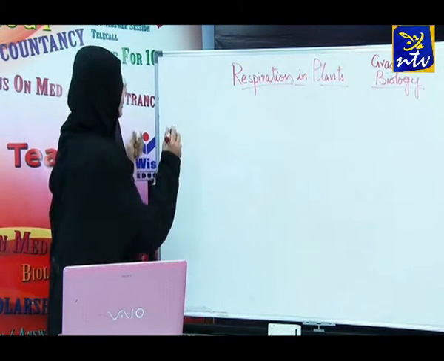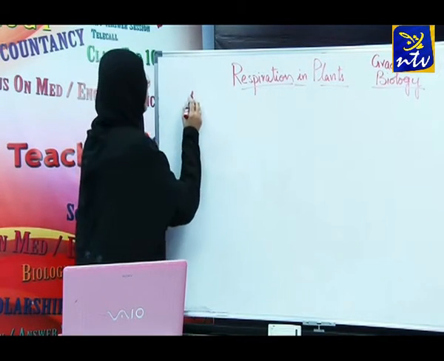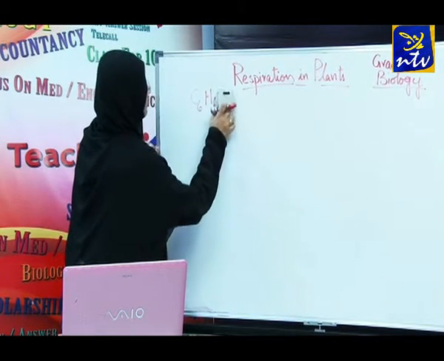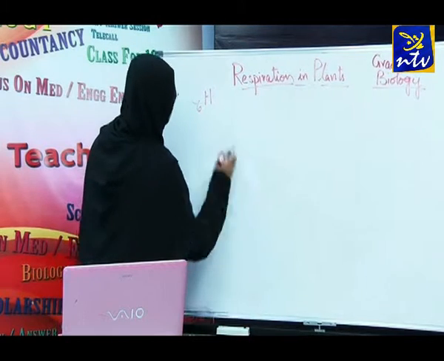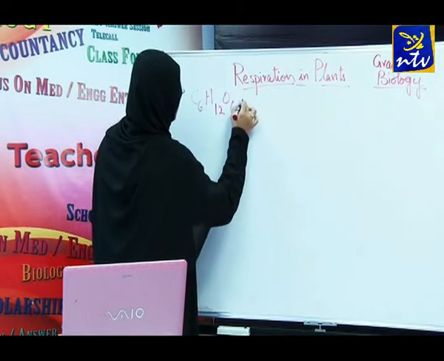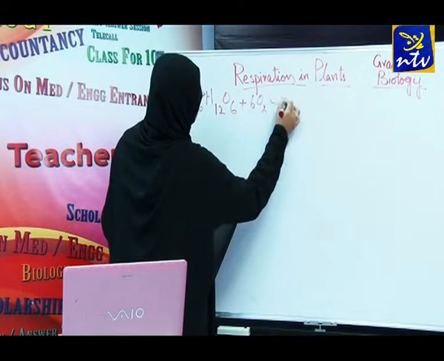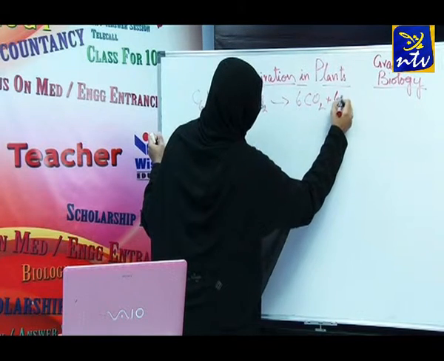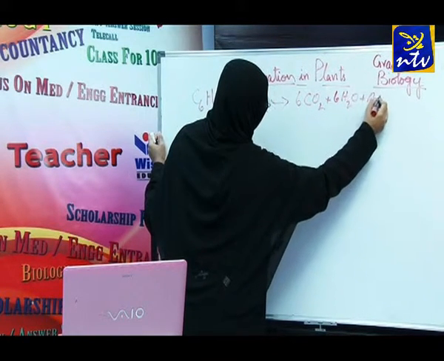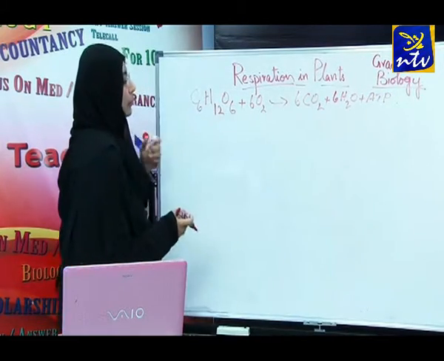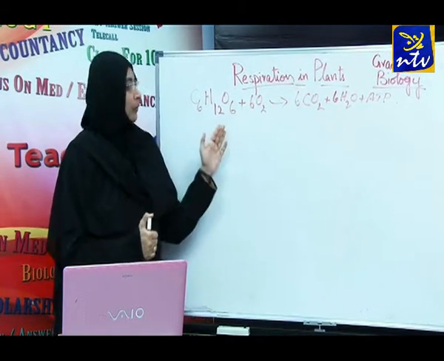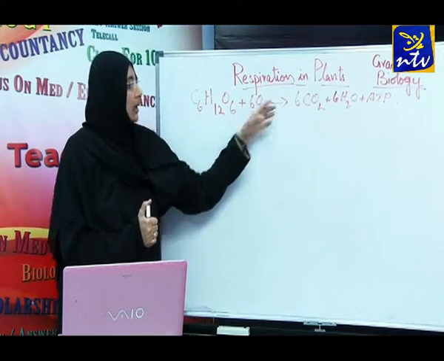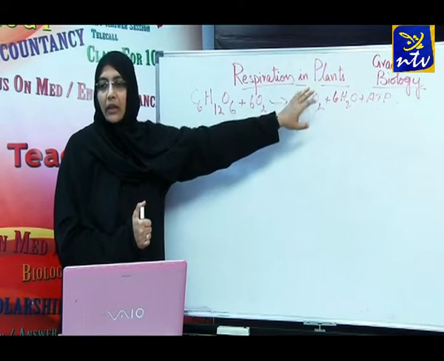The simplest formula for respiration is C6H12O6 plus 6O2 gives 6CO2 plus 6H2O plus ATP molecules. This is the simplest formula which you might have studied in grade 10. The glucose molecule is getting oxidized and carbon dioxide and water molecules are released.